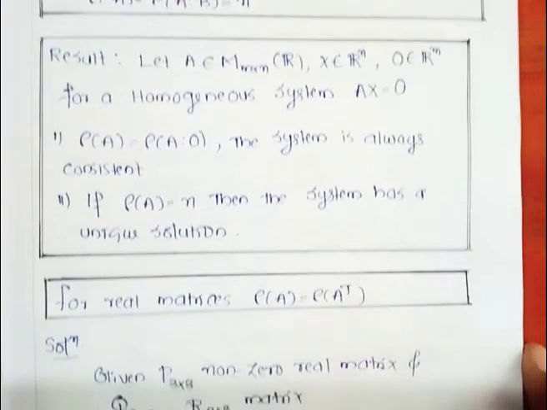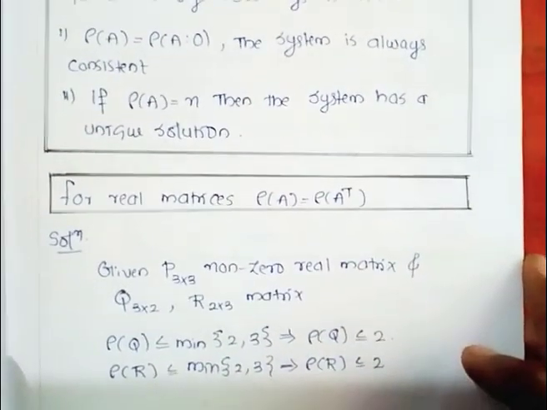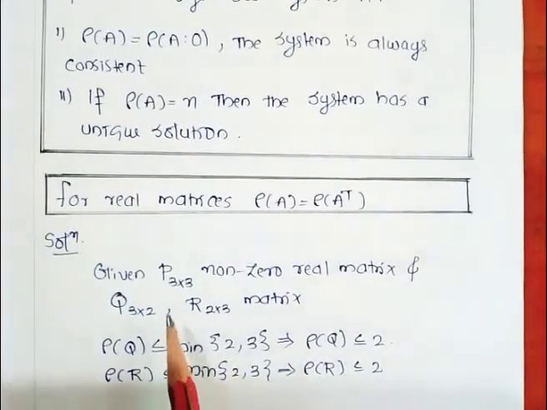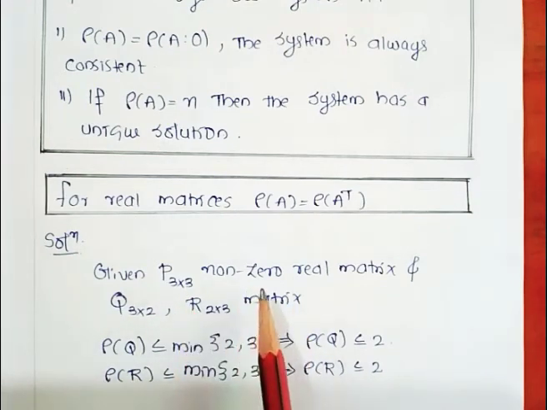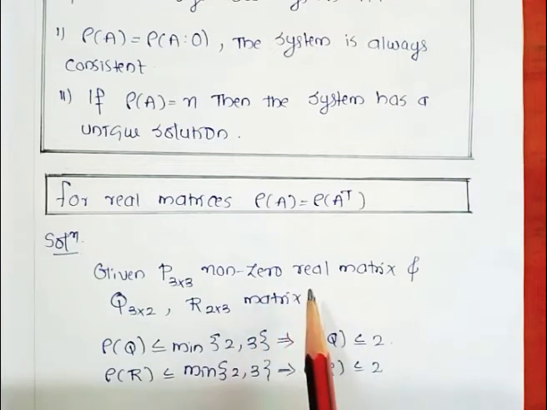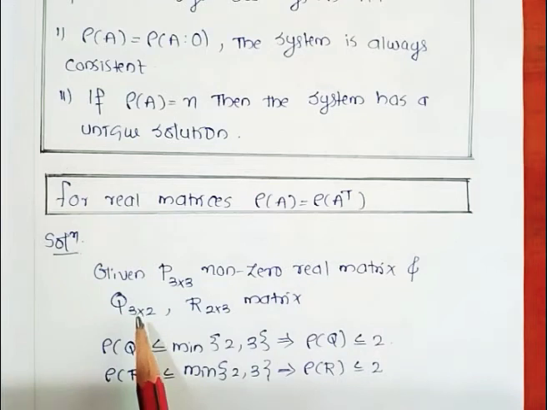Now we are going through our question, and first of all we are analyzing it. Given that P is a 3 by 3 matrix, and also given that it is a non-null real matrix, that is a non-zero real matrix. So P is a 3 by 3 non-zero real matrix, Q is a 3 by 2 matrix and R is a 2 by 3 matrix. Now we are analyzing the rank of Q and rank of R, so we are getting an idea about the rank of Q and rank of R.